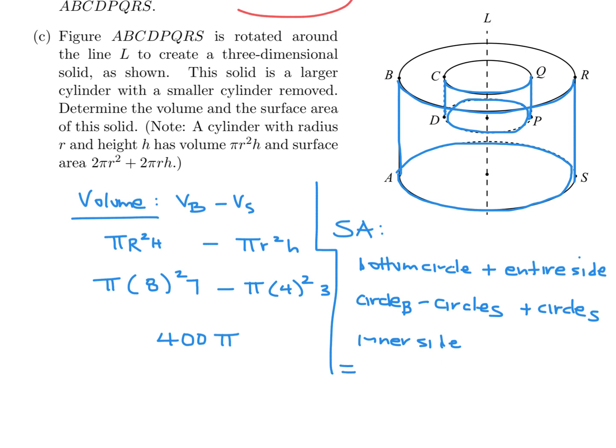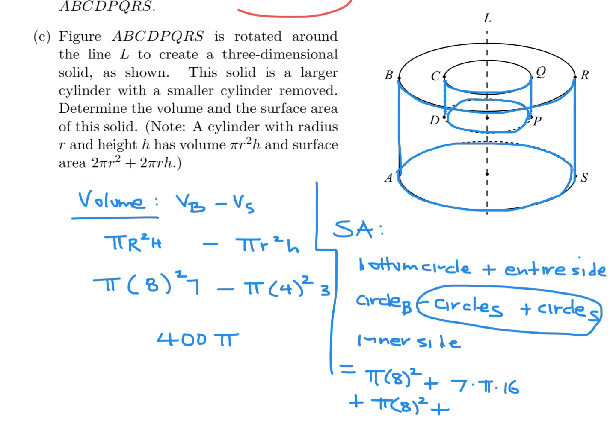Okay, so let's do it. The bottom circle would be just pi r squared, so that's pi times 8 squared. The entire side is going to be 7 times the circumference of that circle, which is pi d, and d is 16. So pi times 16. Now these two interestingly cancel out, so you don't have to do them. You just have to calculate the big circle, which is pi r squared, again with r equal to 8. And then the inner side is going to be 3 times the circumference, which is pi times 8. And when you do all this math, it becomes 264 pi. That's the total surface area.